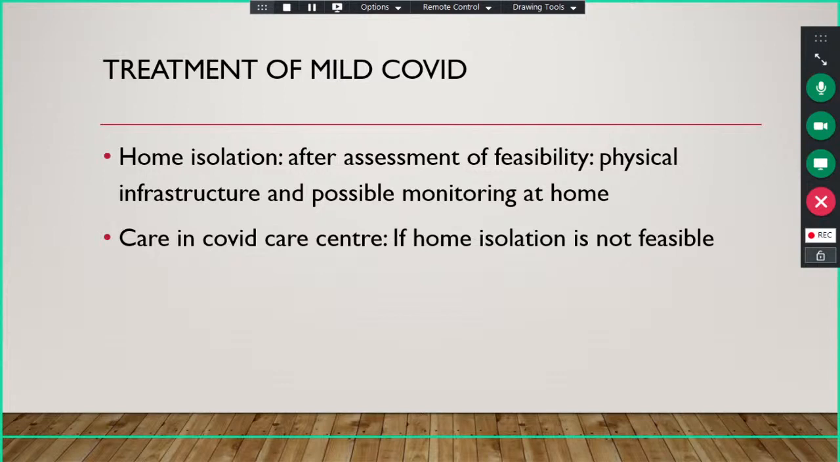If home isolation is not feasible because of, say, a small home, overcrowding, or some high risk person at home, in that case there may be a possibility of keeping the person in a COVID care center. There are multiple COVID care centers in various locations where these patients can be managed.